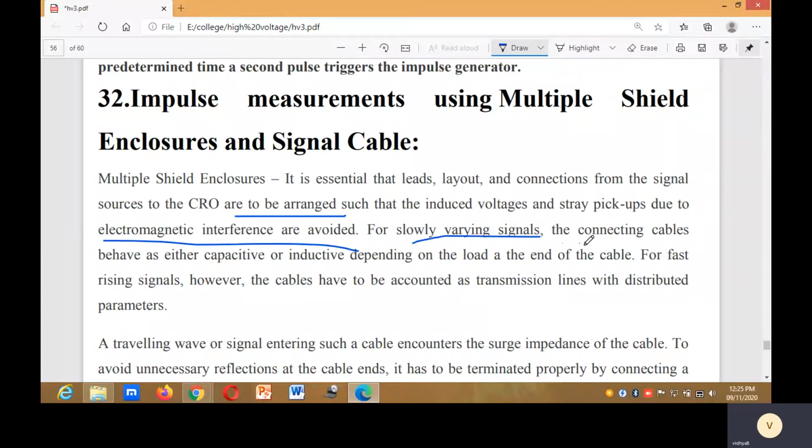For slowly varying signals, the connecting cables behave as either capacitive or inductive, depending upon the load at the end of the cable. For fast rising signals, the cables have to be accounted for as transmission lines with distributed parameters.